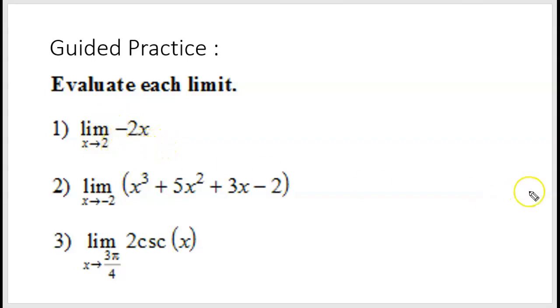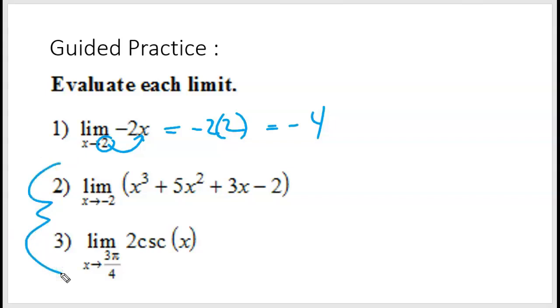According to the method of direct substitution, all we have to do to find this limit is plug this value for x into our function. So 2 times negative 2 is negative 4, and that's it. I would encourage you guys to pause the video and try to do it on these two.